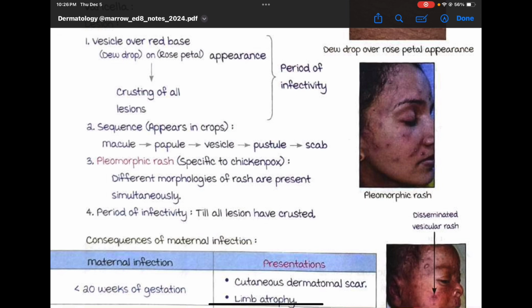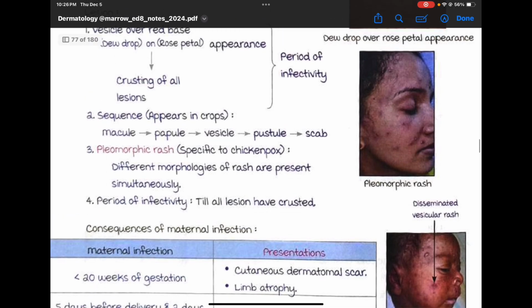Sequence: appears in crops. First macule, papule, vesicle, pustule, scab. Pleomorphic rash specific to chickenpox. Like I told you, different morphologies of rash are present simultaneously. That is very characteristic when someone is coming in with itchy vesicle rashes. Period of infectivity till all the lesions have crusted, which is like 5 to 7 days after appearance of fever.